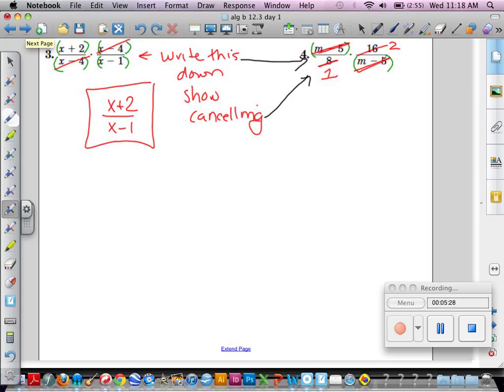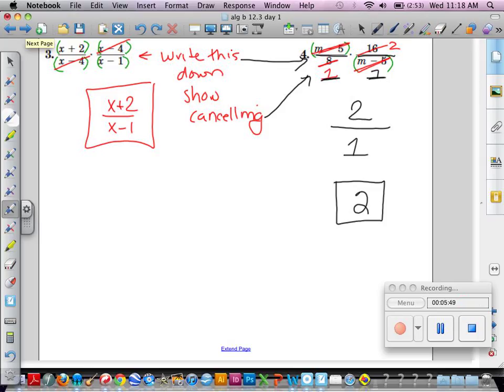So when I come across the top here, I see 2. When I come across the bottom, I see the 1, and this is also a 1, right, people? So 1 times 1 is 1. 2 over 1 is 2. And then box in your answer.